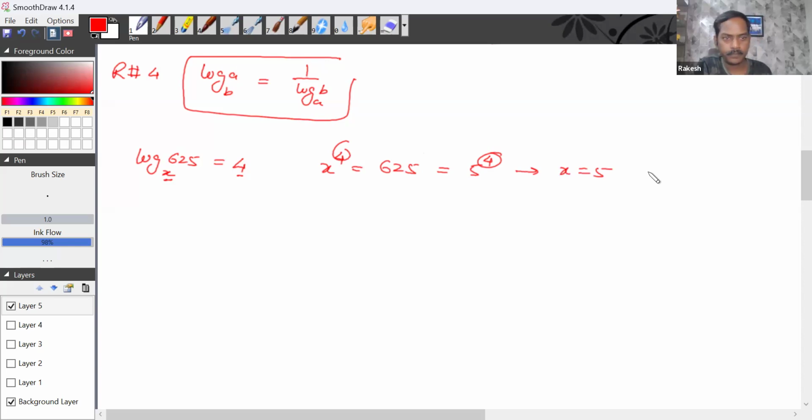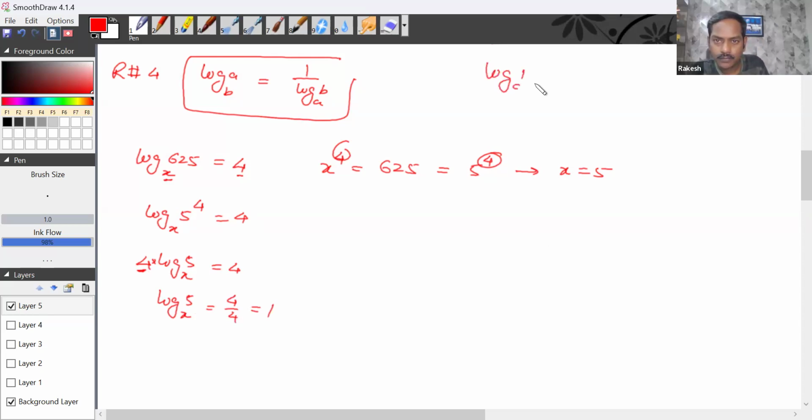Good enough, right? If I want to apply the rule, then also we can get it. How? We know that 625 is nothing but 5 to the power 4. Applying the third rule, we'll get 4 log of 5 with base x is equal to 4. We can take this 4 to the RHS, because this is 4 into something. So this will make it log of 5 with base x is equal to 4 divided by 4, which is equal to 1.